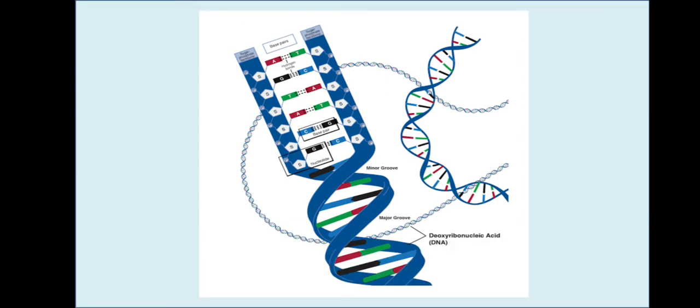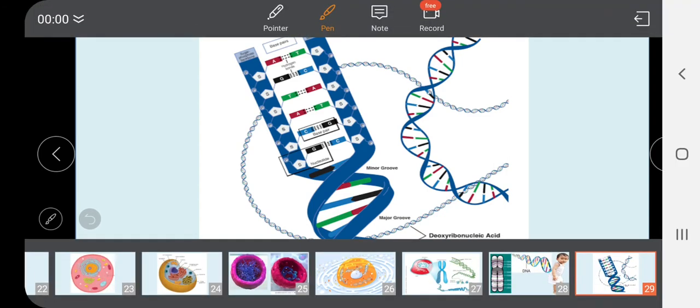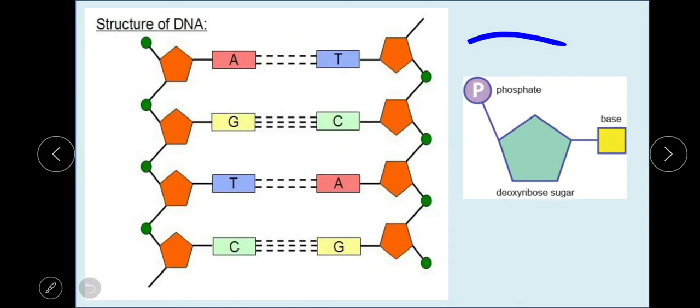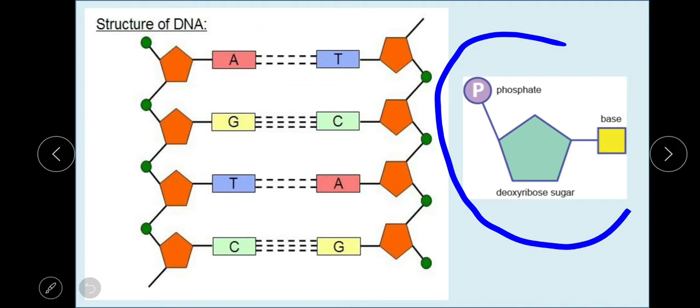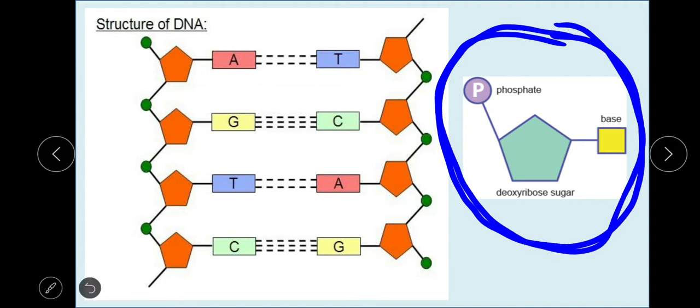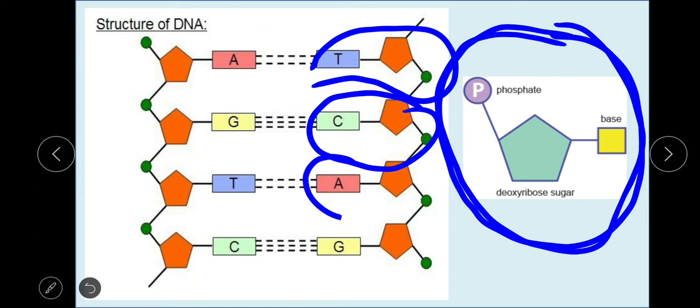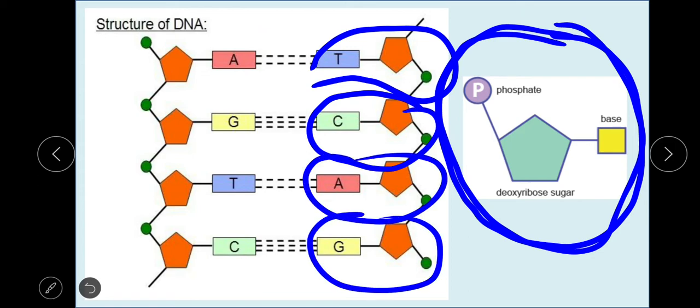unit. It's made up of one part. Then this part will be repeating itself to make a sequence, to make a long strand of DNA. And this part here is called nucleotide. This one. One nucleotide will be repeating itself to make a long strand of DNA. Here, we have one nucleotide, another nucleotide, another nucleotide, another nucleotide.